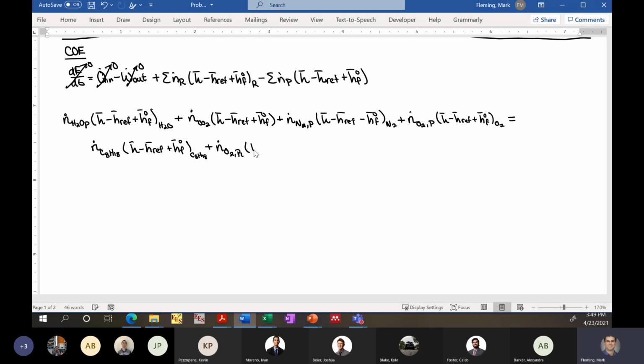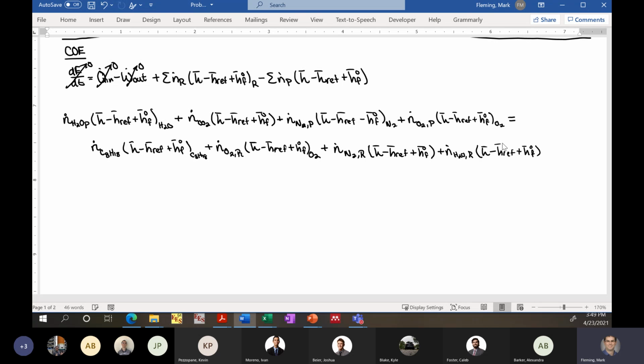Then we have plus the flow rate of oxygen coming in on the reactant side. And so this will be the enthalpy of the state minus the enthalpy of the reference point, plus now the enthalpy of formation, all for oxygen. Plus now we have the flow rate of nitrogen on the reactant side, the enthalpy minus the enthalpy at the reference state, plus the enthalpy of formation. And then lastly, we have plus the flow rate of water on the reactant side, the enthalpy minus the enthalpy of the reference state plus the enthalpy of formation.